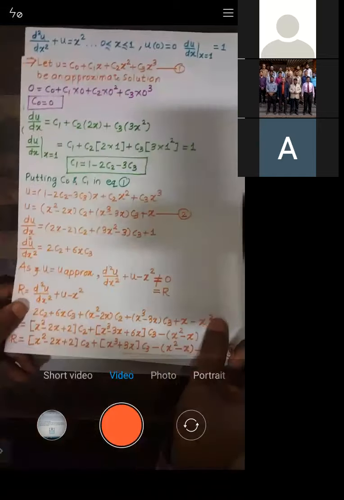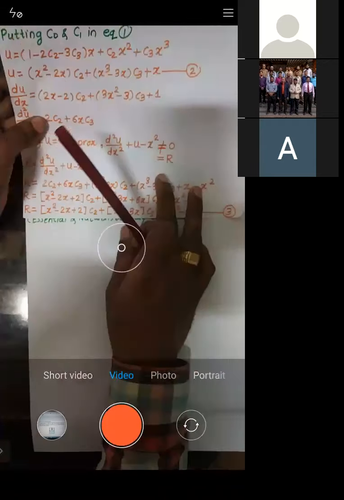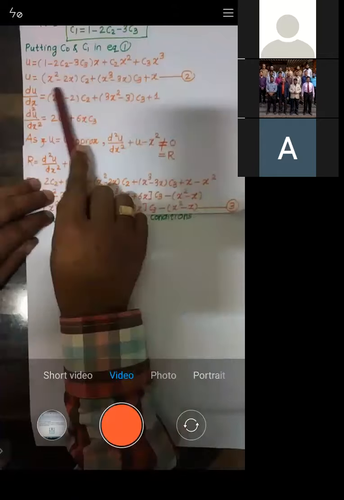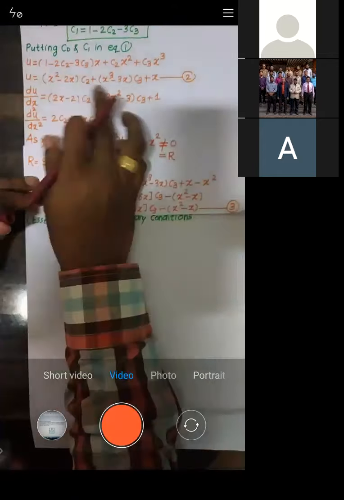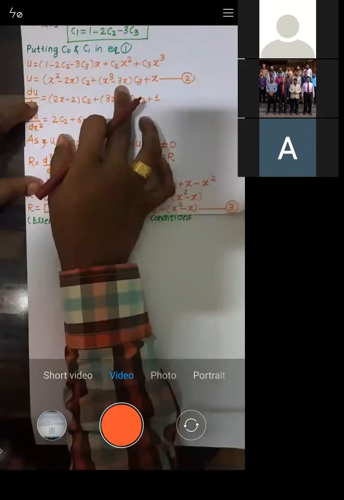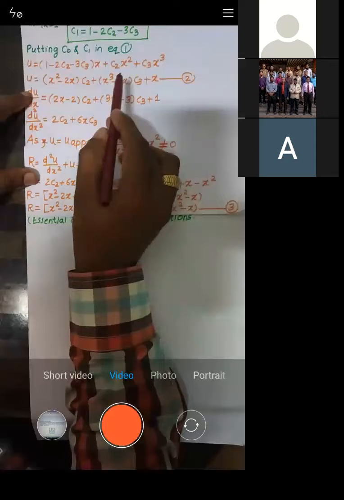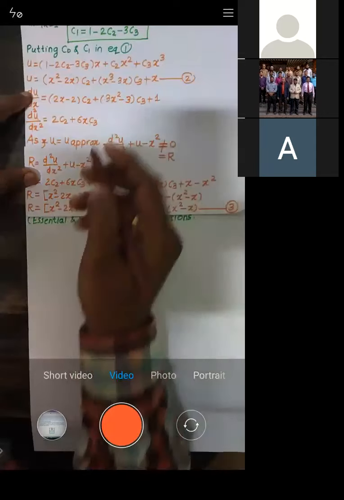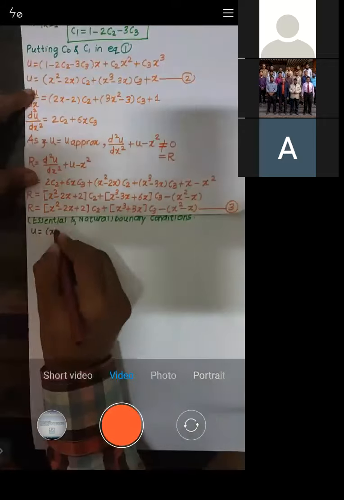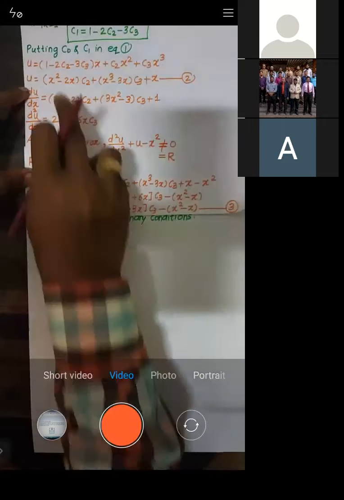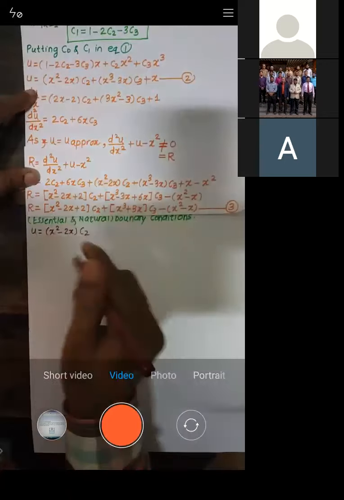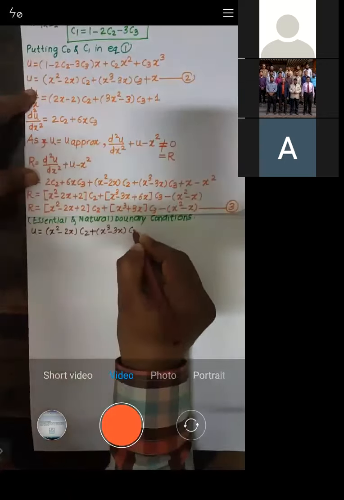Okay, so let's do that. This is our approximate solution. U is equal to, if you want, I will rewrite that equation. This is the value of U, the approximate solution. So from the approximate solution we will take the coefficients of arbitrary constants as weight functions. U is equal to x square minus twice x c2 plus x cube minus thrice x c3 plus x.